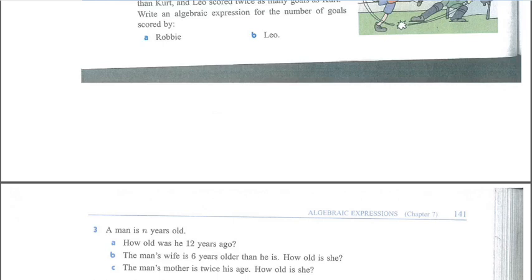Okay? All right. A man is N years old. So that means everything is going to be based on the letter what? N. Okay? So he's N years old. How old was he 12 years ago? Now, years ago, is that future or past? So that means we're not going to be adding, but subtracting. So what is that going to look like? N minus 12. Rocket science, yeah? You loving this?